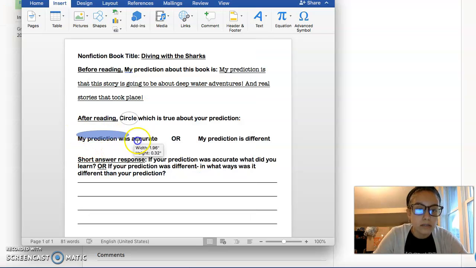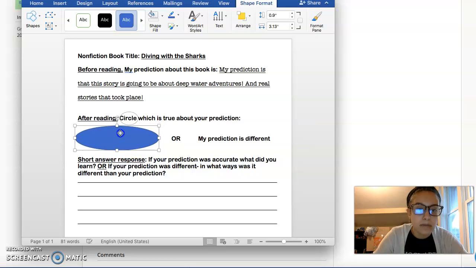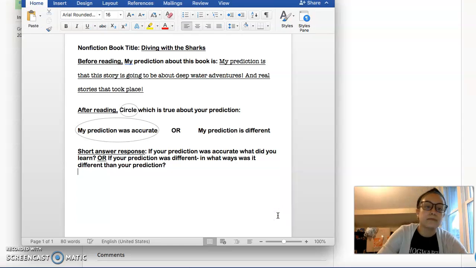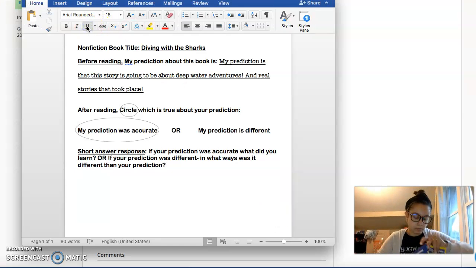I'm going to make it so it's not covering the words, and I'm going to make it so it doesn't fill. There we are. And then the last part is if the prediction was accurate, what did you learn? Okay, so here we go. What did I learn?